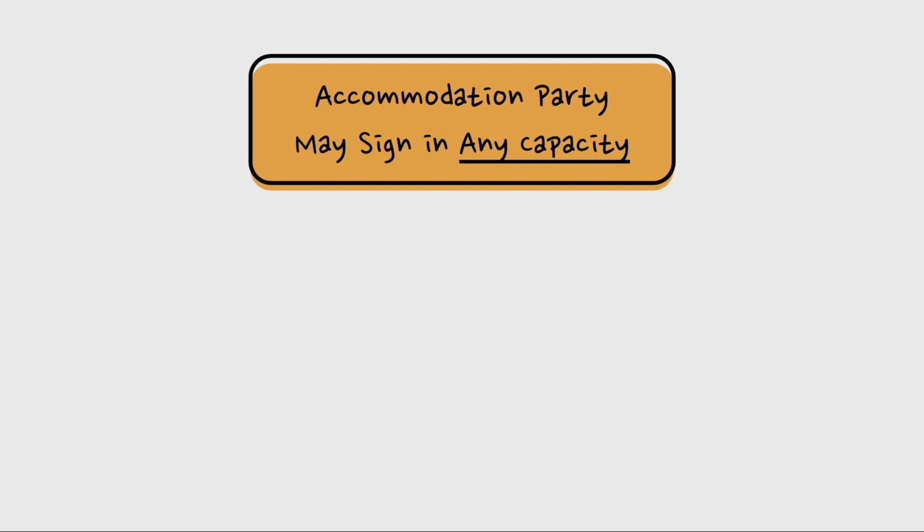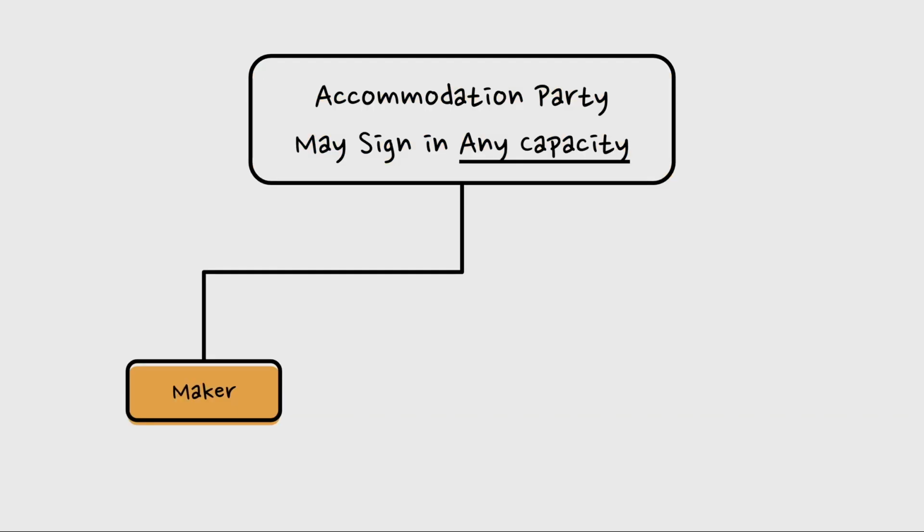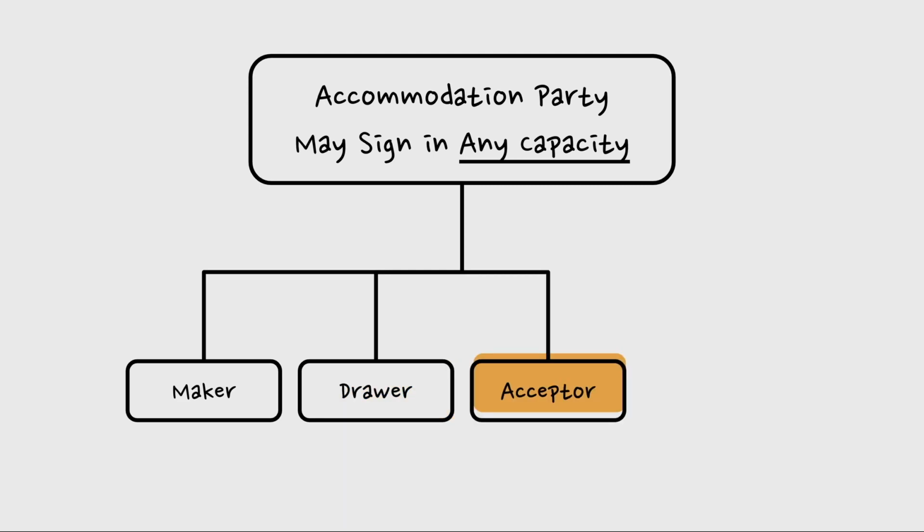So if he's an accommodation party, then an accommodation party may sign in any capacity. Well, what does that mean? Well, we've looked at a number of capacities over the scope of the different negotiable instrument lessons, right? So one would be you're signing as in this case, which is the likely thing, that he's signing in the capacity of a maker of the note. It could be you're signing as a drawer of the check. It could be you're signing as an acceptor.